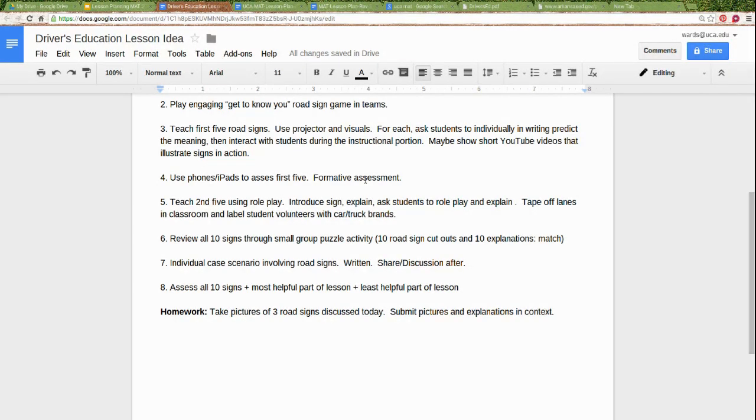Next, they would do something individual, which would be maybe a case scenario involving a road sign. This would be written. We'd have a short discussion. And then finally, we would assess them again on all 10 signs.